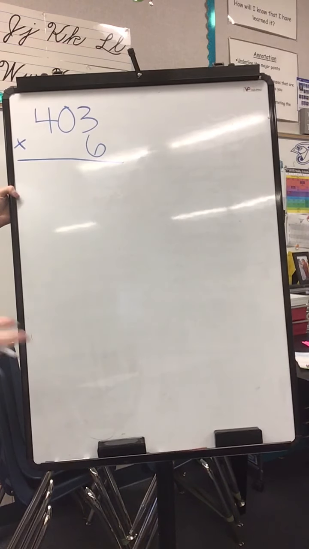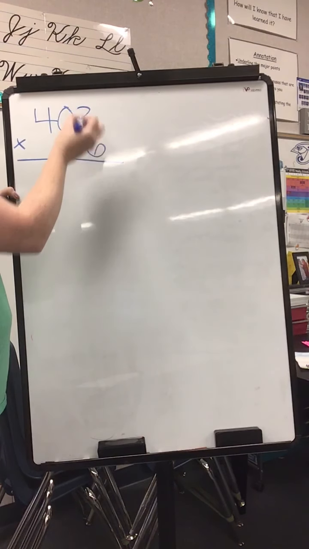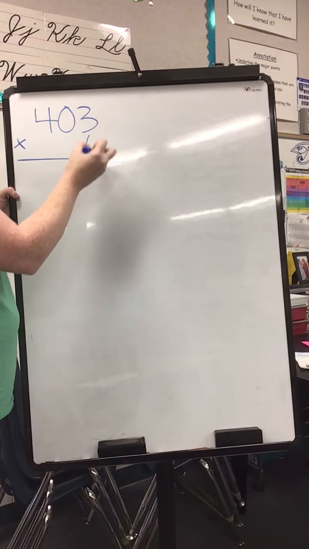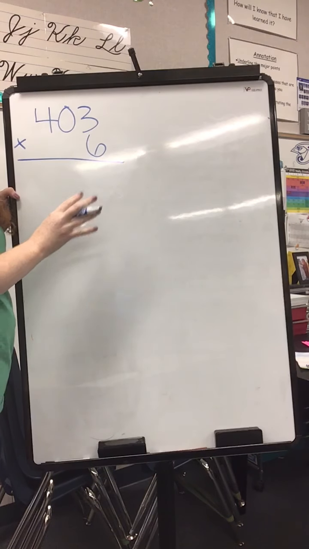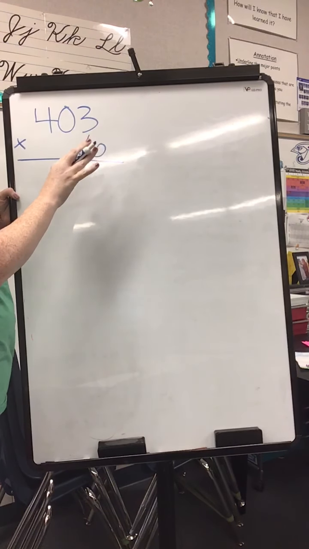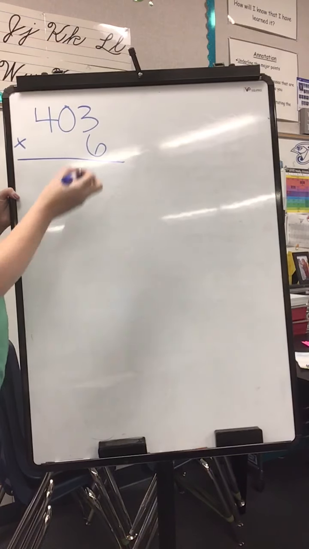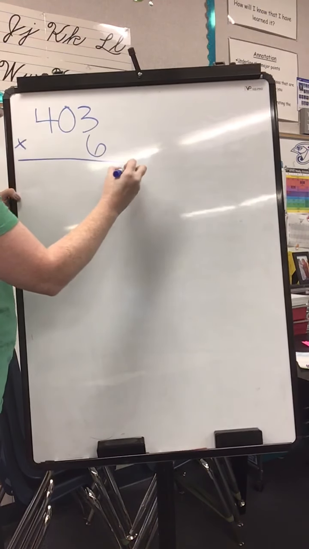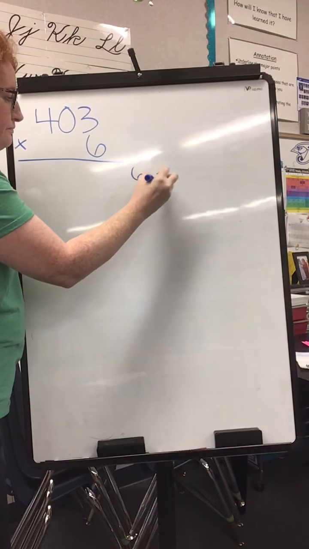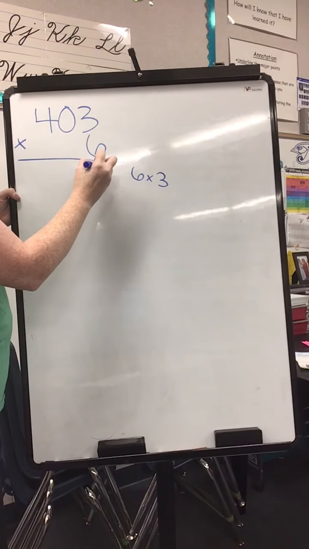So what we're going to do is look at the numbers in the ones place first. The 6, we're never going to stop using the 6. So the 6 does not get crossed off, which we don't have to cross off, but it's helpful. So I'm going to start here, 6 times 3, and I'm going to write this over here. 6 times 3, and we know that that's 18.